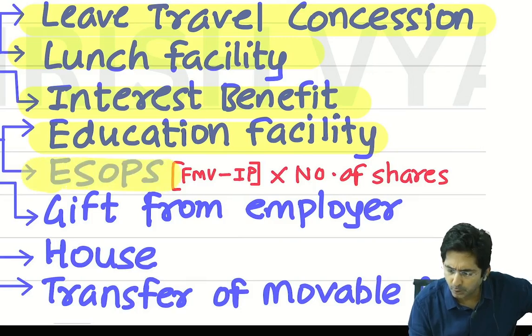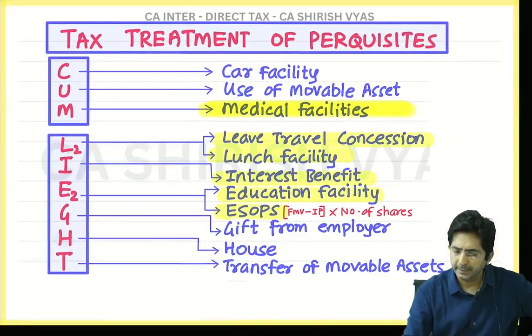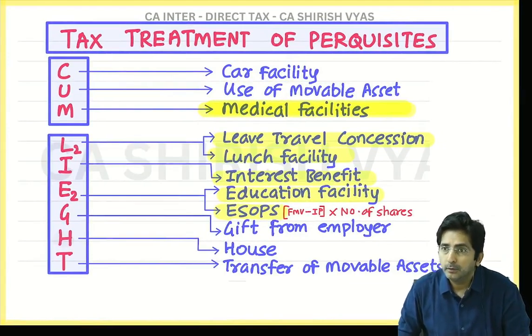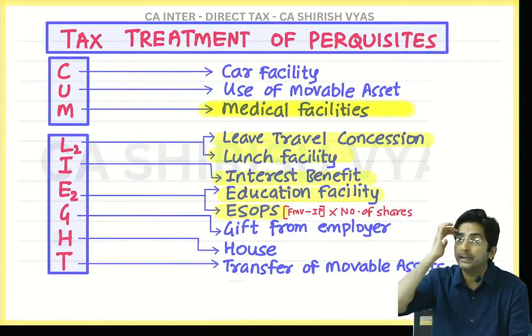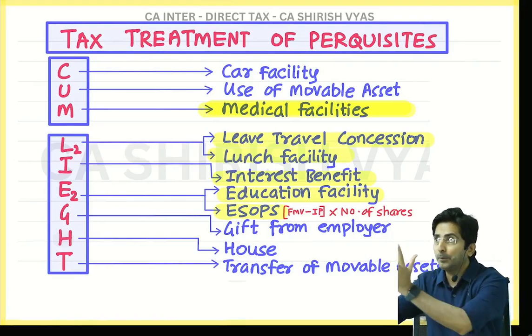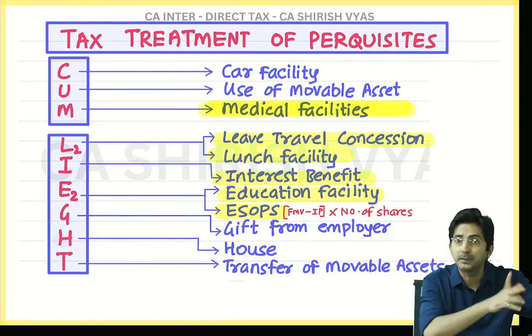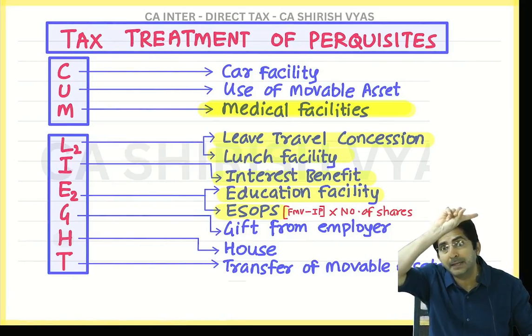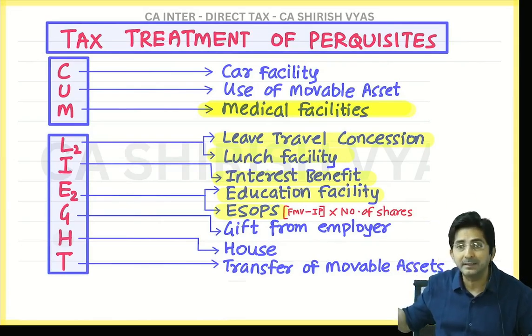So ESOPS is also over. Then next in order, gift from employer. You know, gift we have already studied in income from other sources. But there were other gifts in income from others. So remember my chart. From employer, from customer, from others. So from employer, that time I told you it will come in salary. So see, it has come in salary.